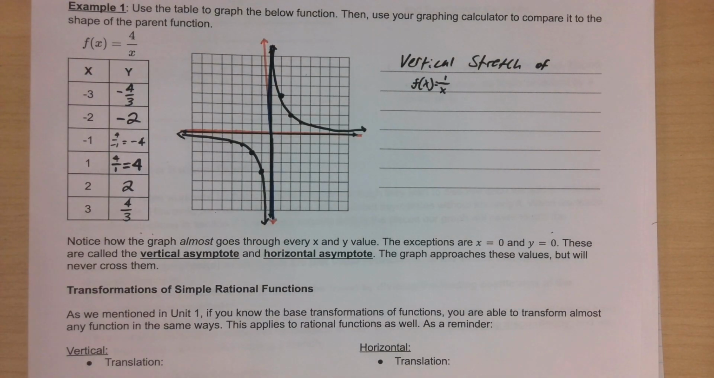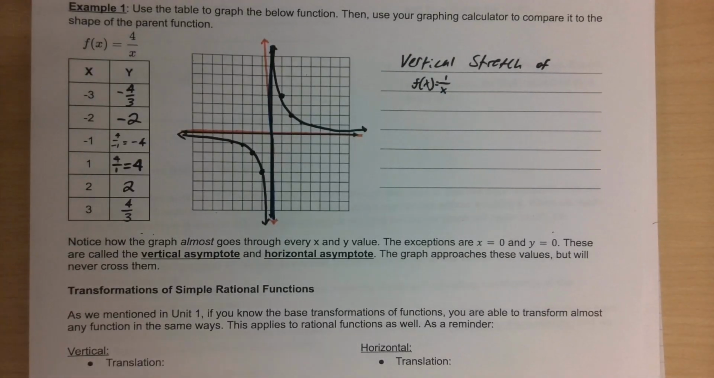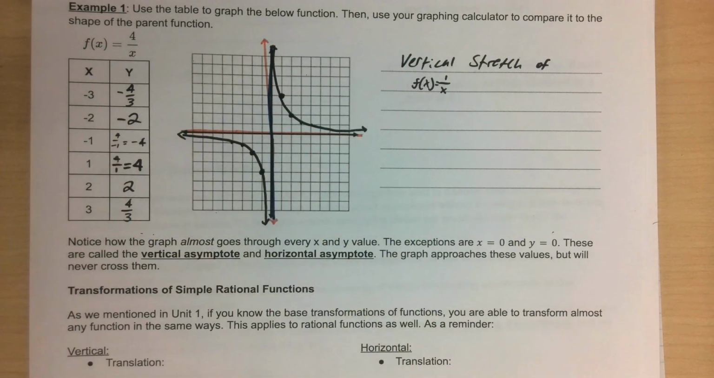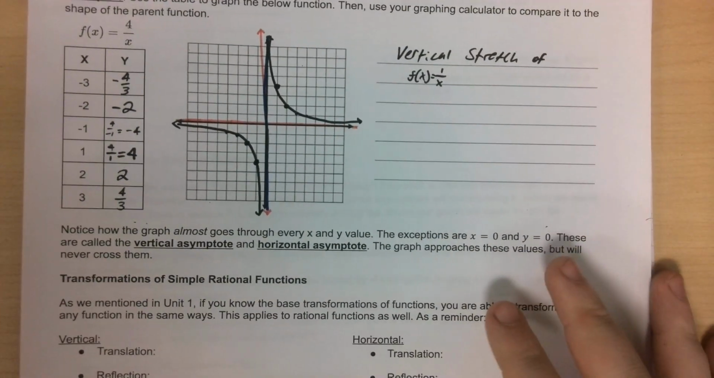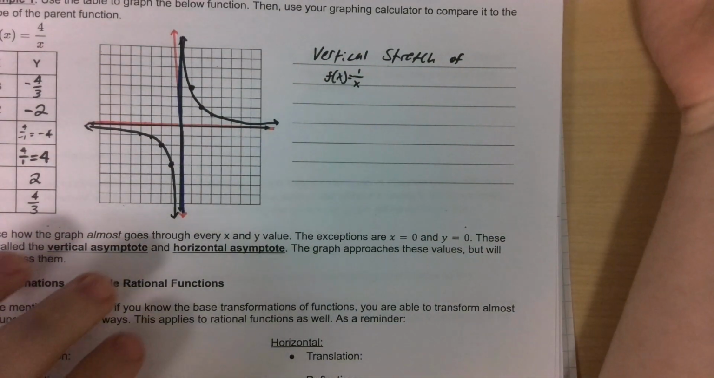What we call these are asymptotes. An asymptote is a place that the graph is going to get close to, but never actually cross. Kind of cool. So this is how you graph the basic function 1 over x. However, we also know that we can transform these functions. So let's take a look at that.